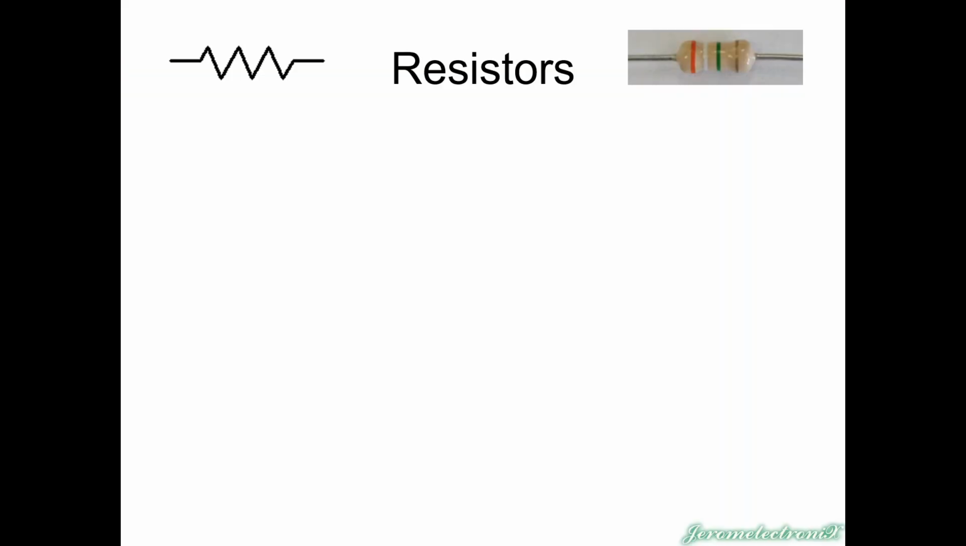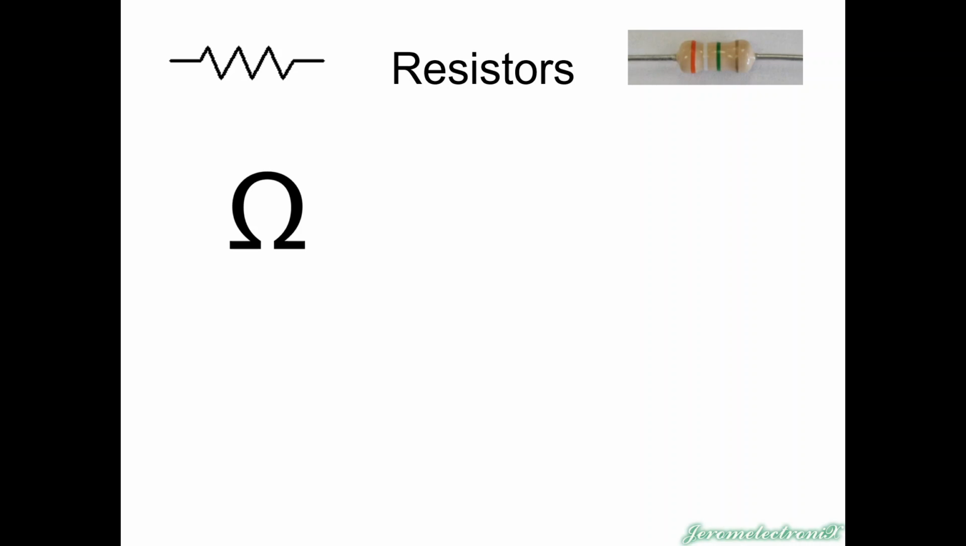Well, we're going to talk specifically now about resistors. So, resistors are used all the time in electronic circuits. A resistor is an electronic component that resists the flow of electrical current, and it's typically used to control the amount of current flowing in a circuit. Resistance is measured in units of ohms.